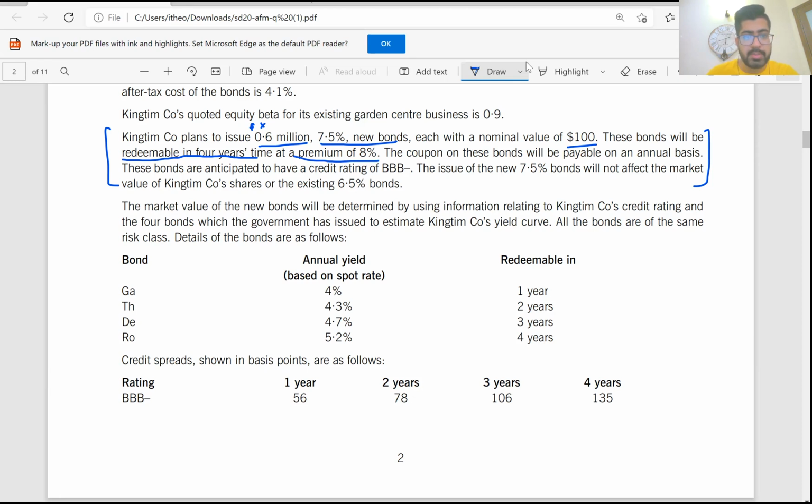Coupon will be paid on annual basis. Bonds are expected to have a credit rating of BBB negative. The issue of new 7.5% bond will not affect the market value of shares or the existing bonds. This bond issue will not affect the existing bonds or the existing shares.